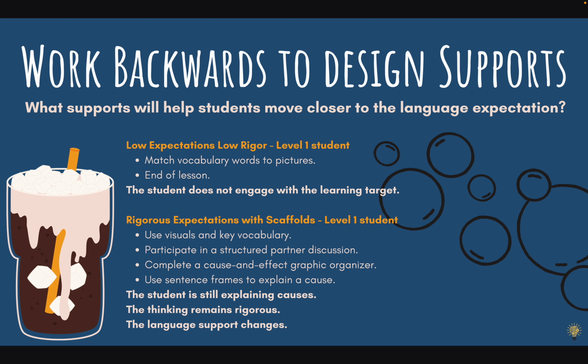Rigorous expectations with scaffolds: level 1 students use visuals and key vocabulary, participate in a structured partner discussion, complete a cause and effect graphic organizer, and use sentence frames to explain a cause. The student is still explaining causes, the thinking remains rigorous, and the language supports change.